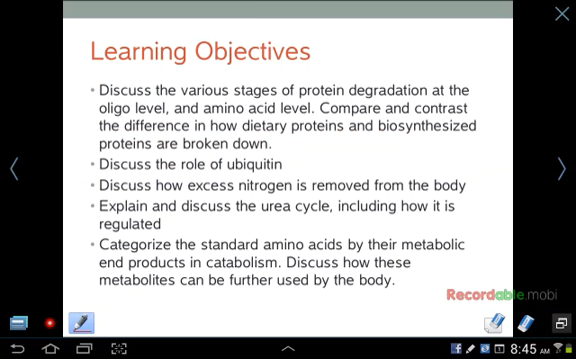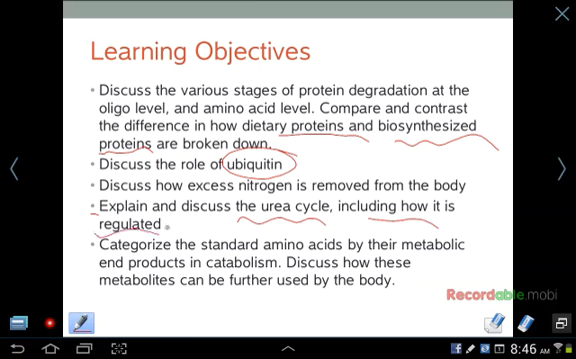All right, so our learning objectives today are we're going to discuss the various stages of protein degradation at the oligo level as well as the amino acid level. We'll compare and contrast differences in how dietary proteins and then proteins synthesized by our own body and cells are broken down. We'll also discuss the role of ubiquitin and how that plays into protein degradation. We'll discuss how excess nitrogen is removed from the body utilizing the urea cycle. So we're going to explain and discuss that, as well as talk about how the urea cycle is regulated.